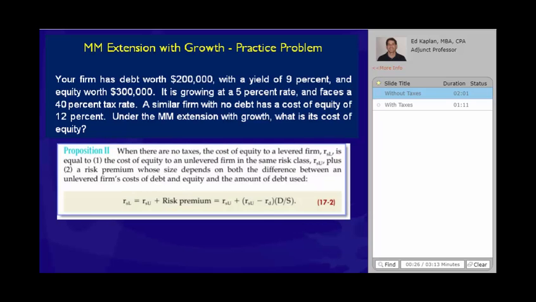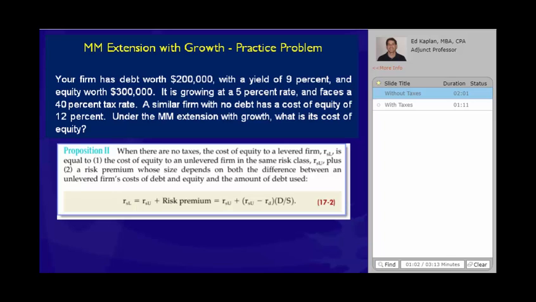Okay, we'll look at Proposition 2 on the screen. When there are no taxes, the cost of equity to a levered firm, which is given by R sub SL, is equal to the cost of equity to an unlevered firm in the same risk class plus a risk premium whose size depends on both the difference between an unlevered firm's cost of debt and equity and the amount of debt used. So when we look at the formula, we can plug in the numbers to determine the cost of equity for our firm under the MM extension with growth and no taxes.